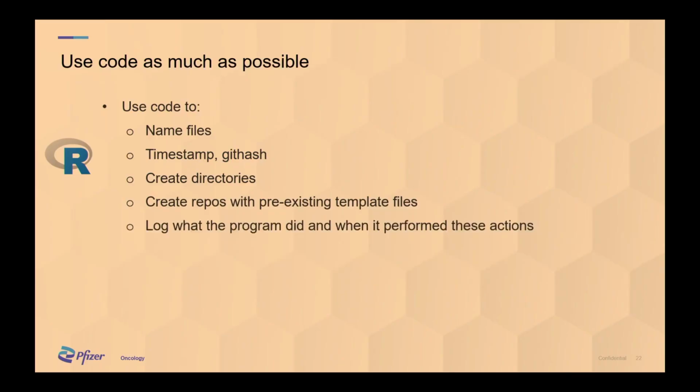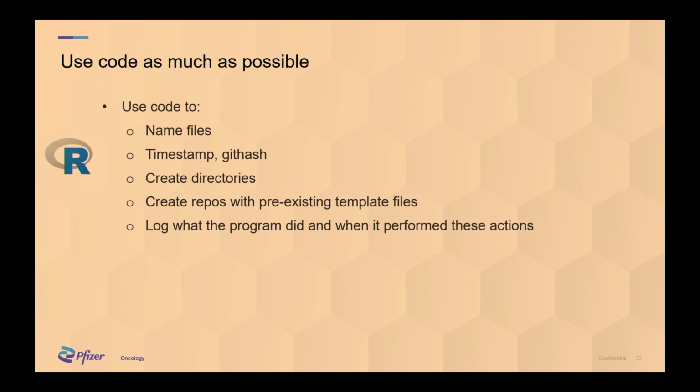So my first suggestion is to use code as much as possible. People are really bad at doing the same thing the same way over and over again. So if you can use code to do things like name your files, add timestamps, add git hashes, create your directories, and create repos with your pre-existing templates so you don't need to remember what goes into each file, you can just use a template. Also log what your program did and when it performed these actions.